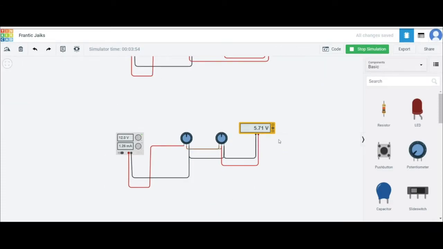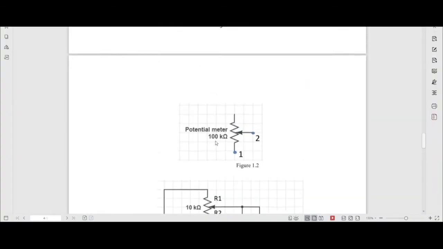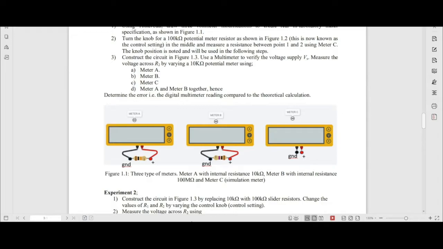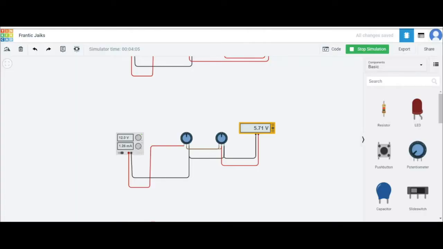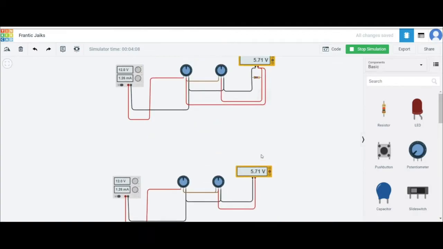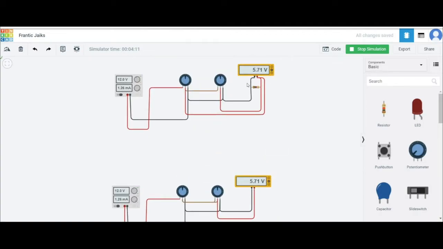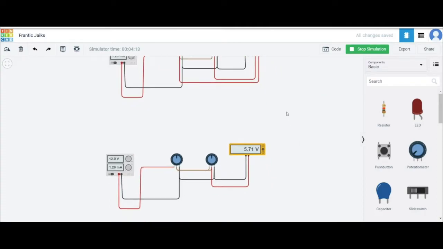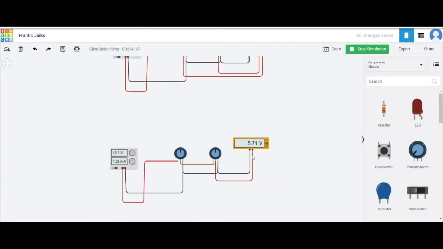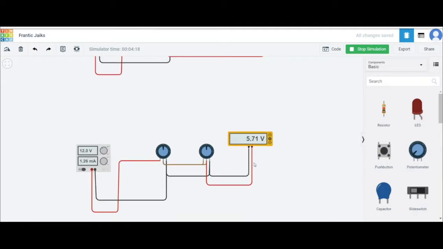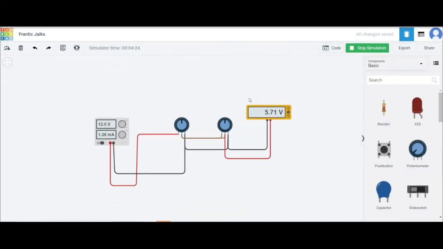Coming to the third circuit using meter C, which is the simulation meter, we got the same value as the 100 mega ohm. Why? Because we don't have an internal resistor here, so when we do the simulation, the reading will be the same as what we calculate in theory.